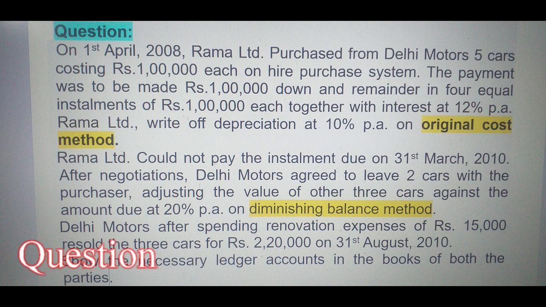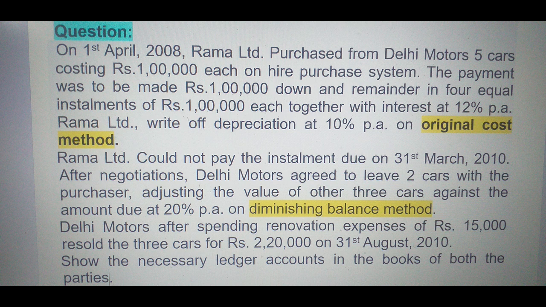Let's understand the question. On 1st April 2008, Rama Limited purchased from Delhi Motors 5 cars costing 1 lakh rupees each on hire purchase system. The payment was to be made rupees 1 lakh down and remainder in 4 equal installments of 1 lakh rupees each, together with interest at the rate of 12% per annum. Rama Limited writes off 10% depreciation on original cost method. Original cost means straight line method.